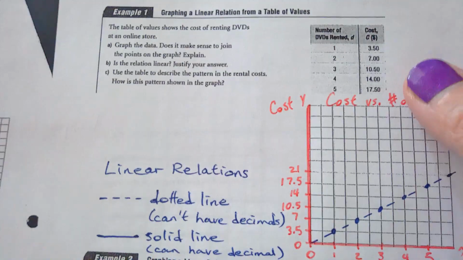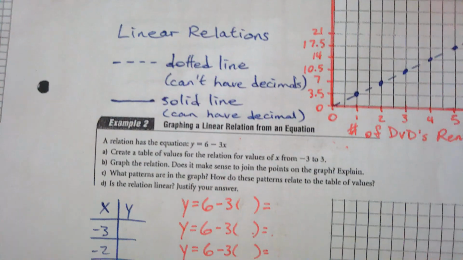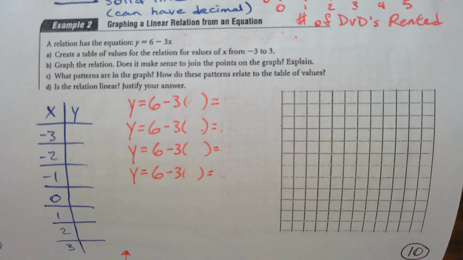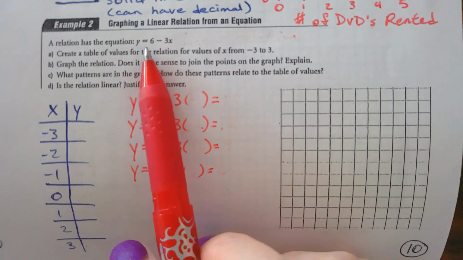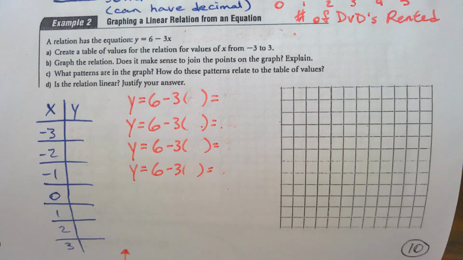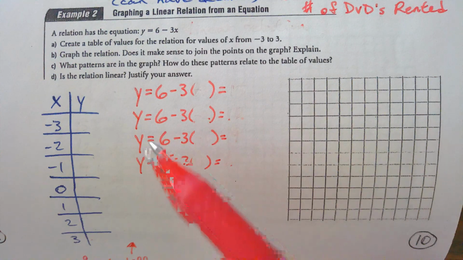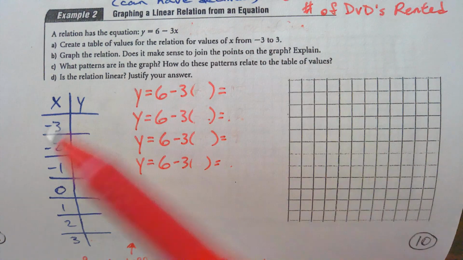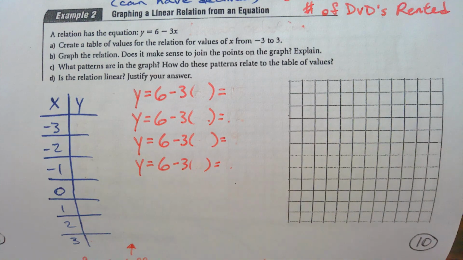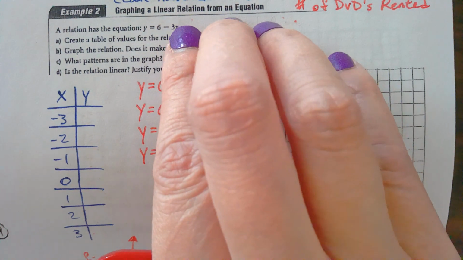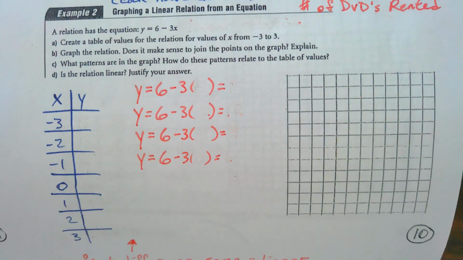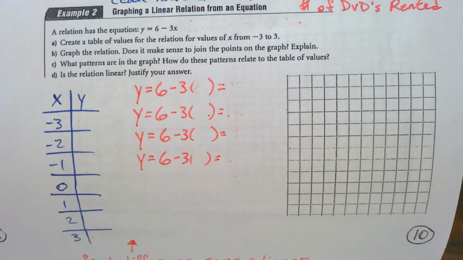Okay. And then example 2. So we'll just do this one last one, and then we'll call it a day. Given the relation y equals 6 minus 3x, create a table of values. In this table, I tell you what to use: -3, -2, -1, and so on. If I don't say that and I just say create a table of values, all you have to do is choose your x values. You can choose any x value you want.